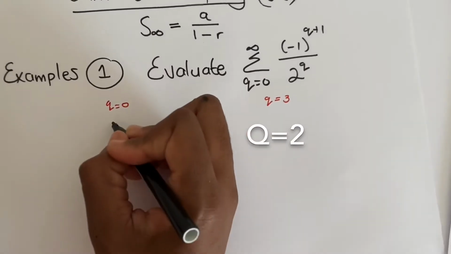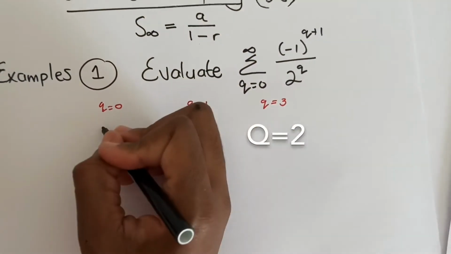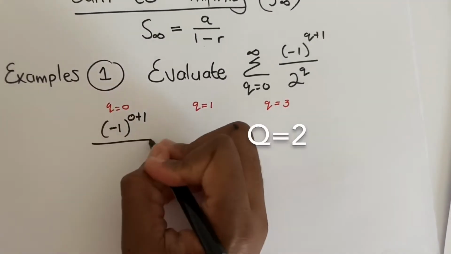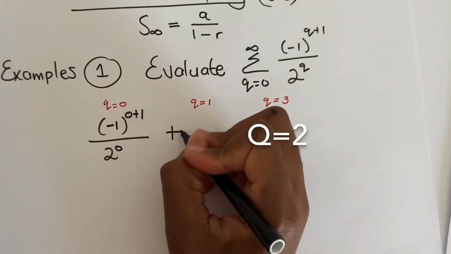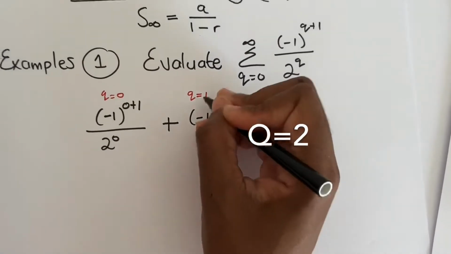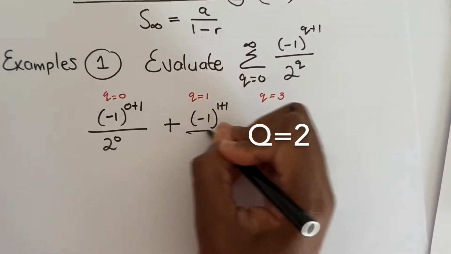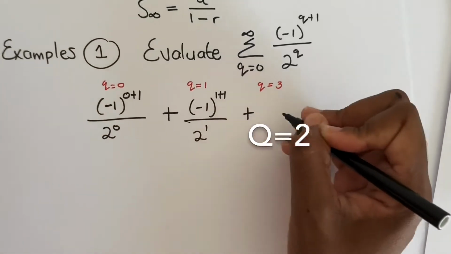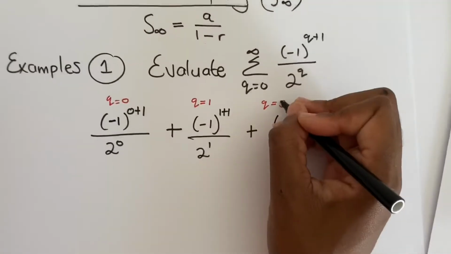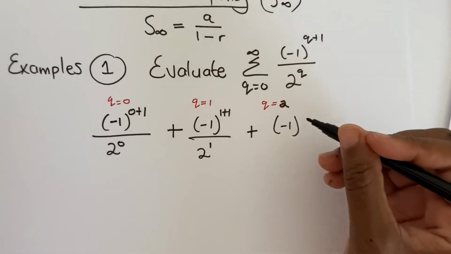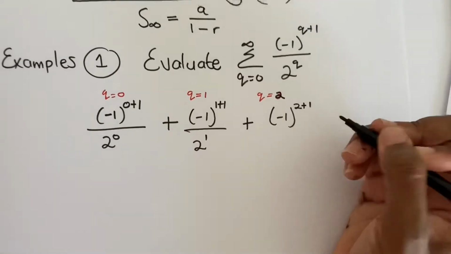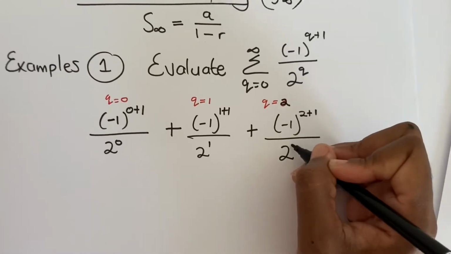How do I do that? I'm going to take this formula, and I know for this one, q is 0, so it's (0 plus 1) over 2 to the power of 0. Plus, because it's a series, we are going to add. Then I'm going to say, this is going to be negative 1 to the power, now q is 1, so it's 1 plus 1, over 2 to the power of 1. Plus, the third one is going to be negative 1 to the power. q is now not 3, but 2, please. So, negative 1 to the power 2 plus 1, and that is going to be over 2 to the power of 2.